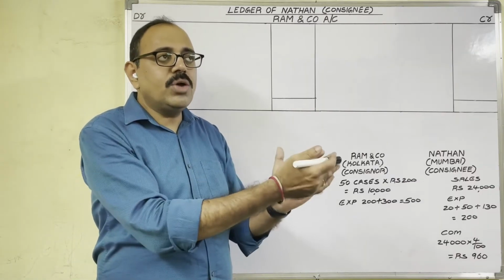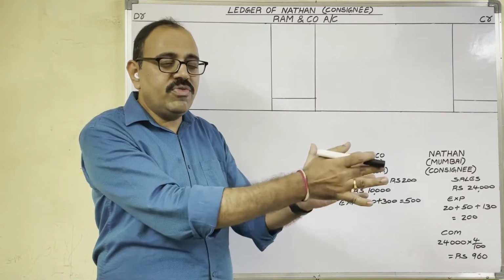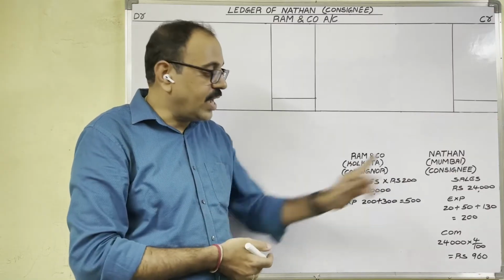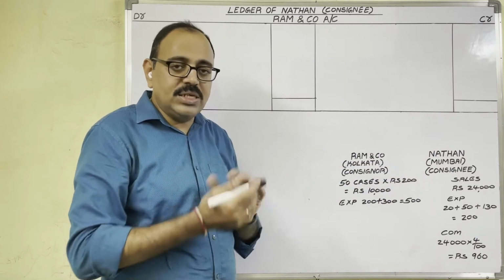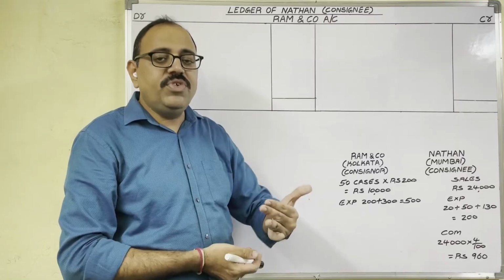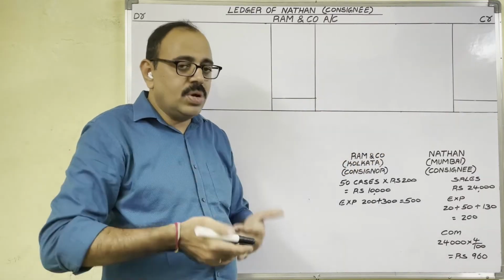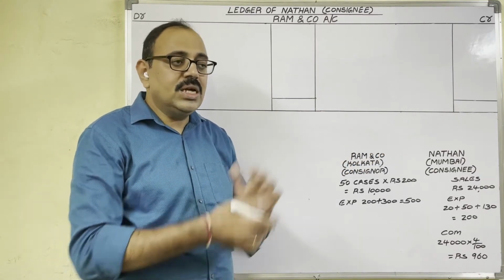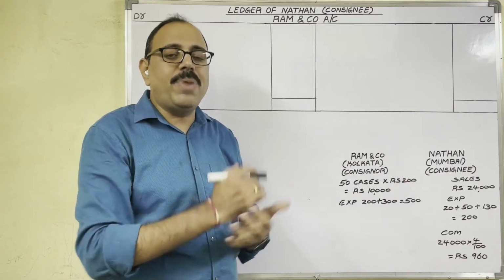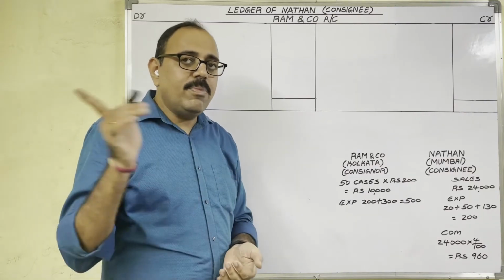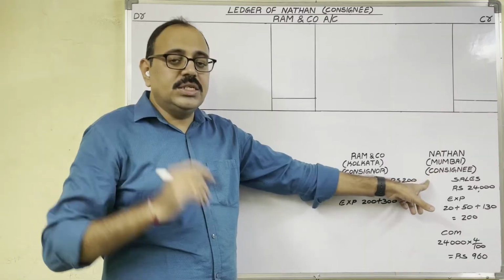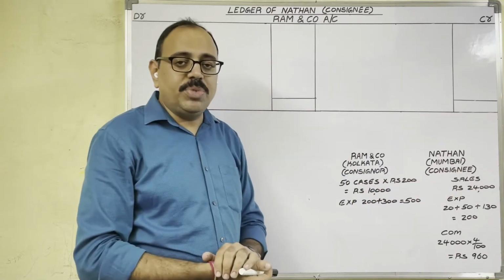So through his bank account, if he pays, then that amount will be deposited in consignee's account. Our bank balance increases. Through cash, if he pays, cash comes directly to the consignee. My assumption is the customer paid this money through his bank account. So the bank balance of the consignee is increasing by 24,000 rupees.